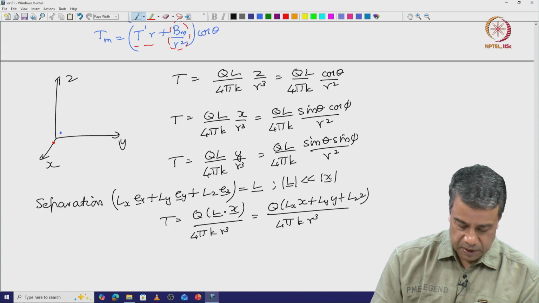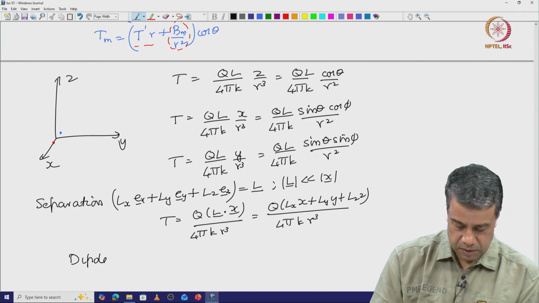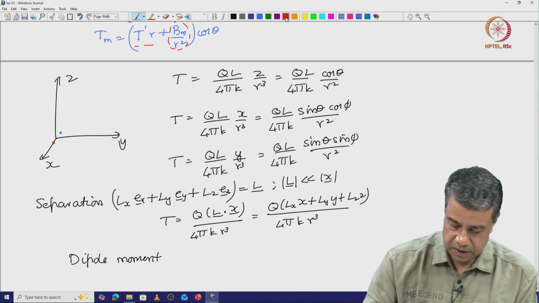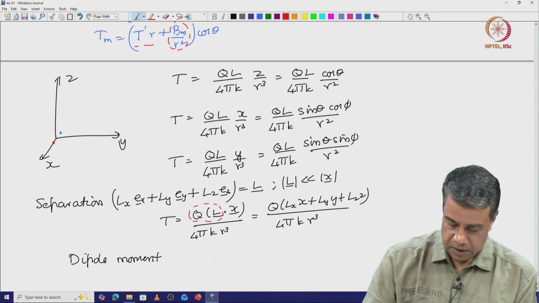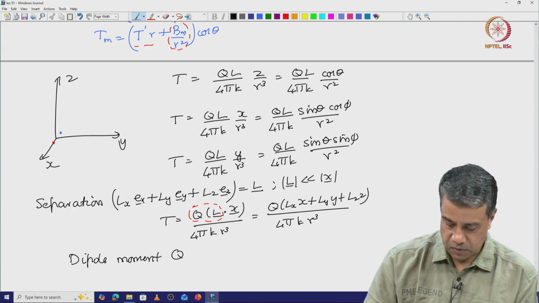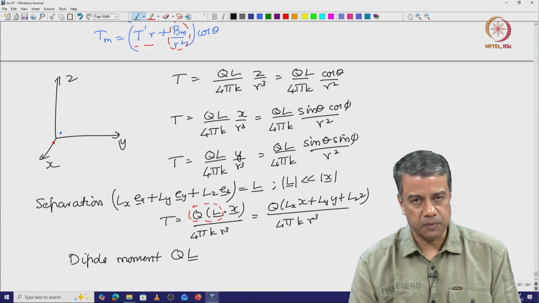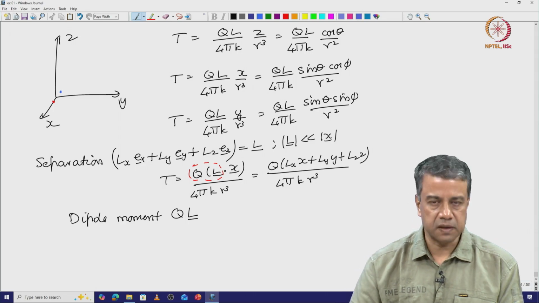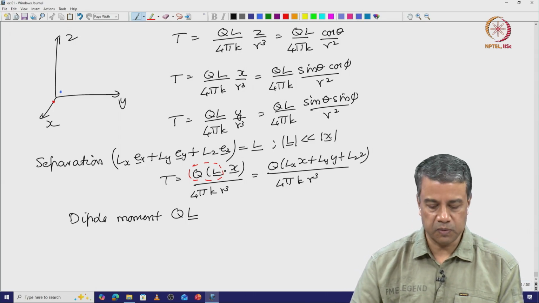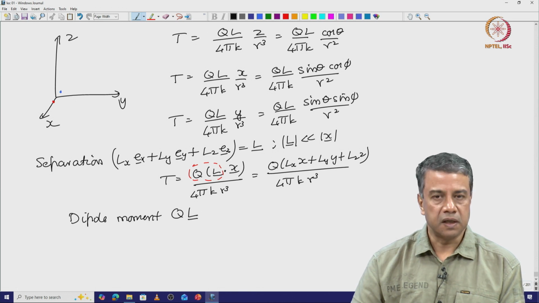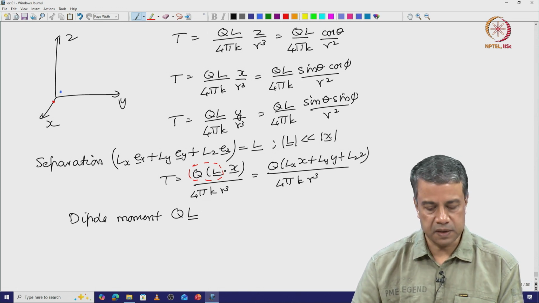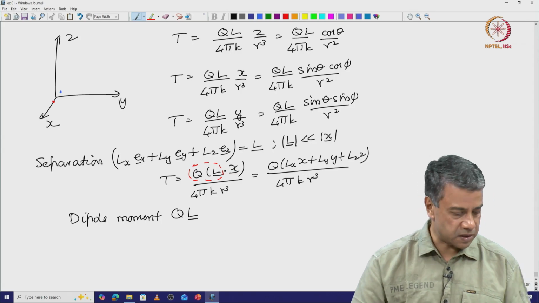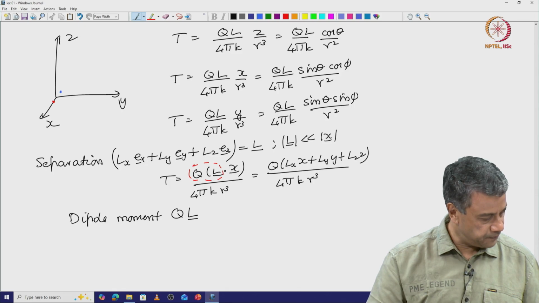So, the dipole moment is a vector. It consists of these two terms. It is a vector which consists of q times L vector. This is the dipole moment. So, the dipole moment dotted with x vector divided by 4 pi k r cubed is the temperature due to a combination of sources and sinks.